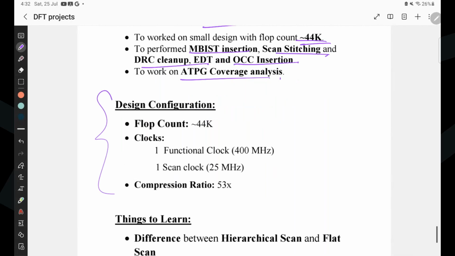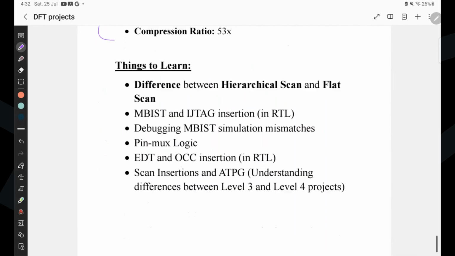So this is the configuration. And things to learn will be understanding the differences between the hierarchical scan and flat scan, how to debug the simulation mismatches, MBIST simulation mismatches, and what the pin mux logic is. We'll be understanding scan insertion and ATPG.